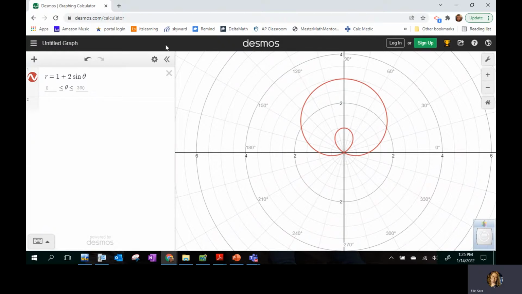If you leave Desmos and you go back, you're going to have to go back to those settings and reset it to polar and degrees, because it automatically, when you open the website, it's going to be in rectangular form.